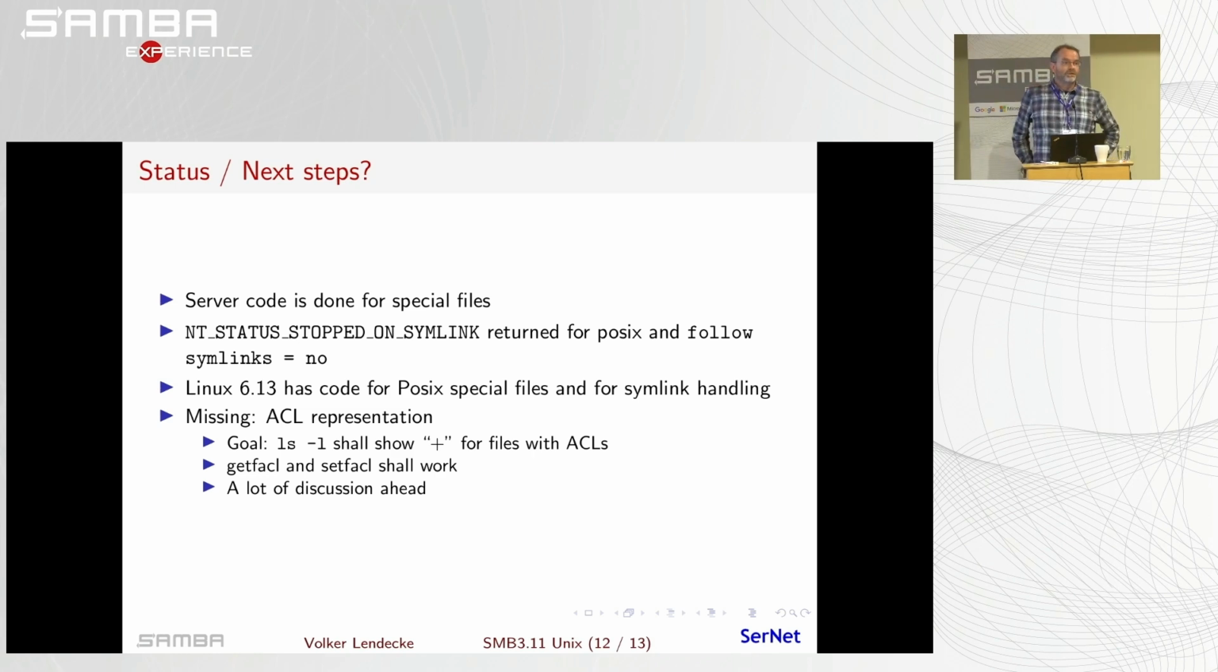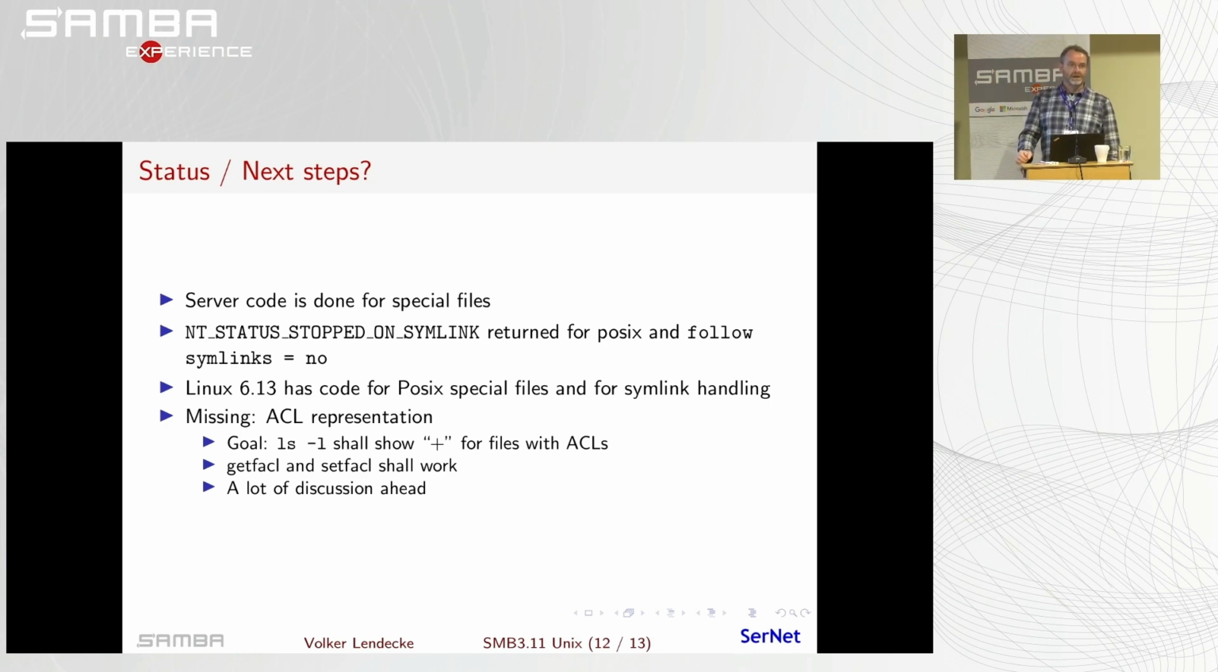When do we want to default to follow symlink equals no? I mean, with POSIX extensions, the client is fully aware that we don't do the old Samba behavior of following symlinks server side. But on a completely different note, we want to get rid of following symlinks server side. And so at some point, this needs to be mature enough so that we just default to not following symlinks server side. Different note: we have that code for POSIX special files. And then the big topic, ACLs. We don't cover that yet at all as part of this effort.